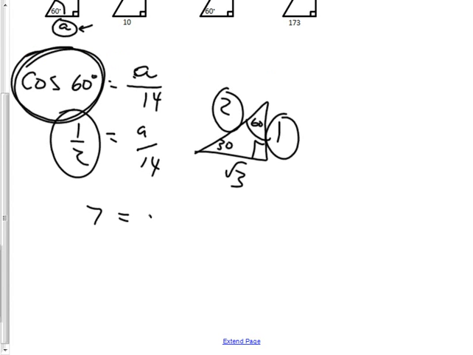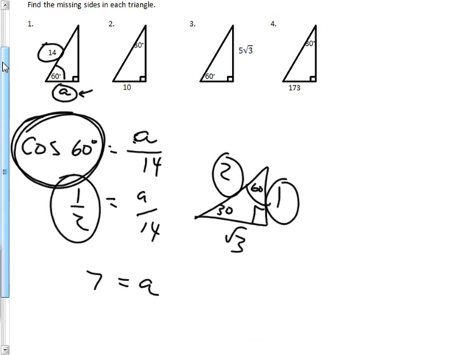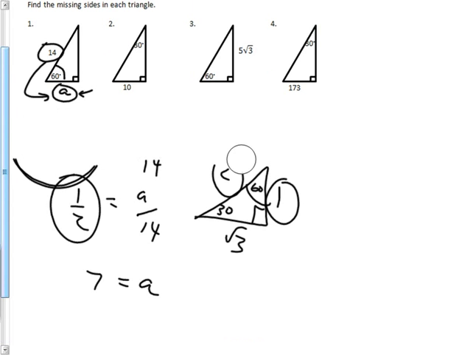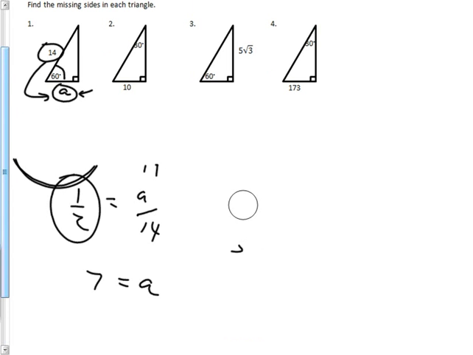1/2 times 14 would be 7, equals A. Now, I did that one pretty quick before because I knew that this side was the long side, that side was the short side, and so it had to be half as big. So if you like that logic way to do it, that's great too.